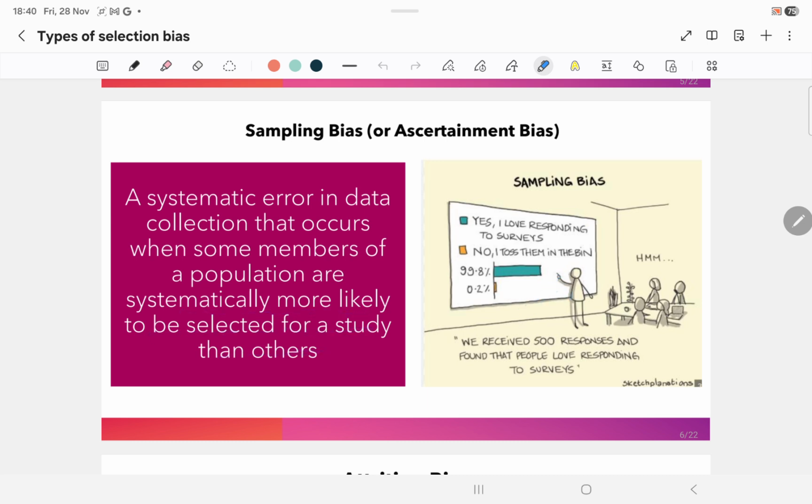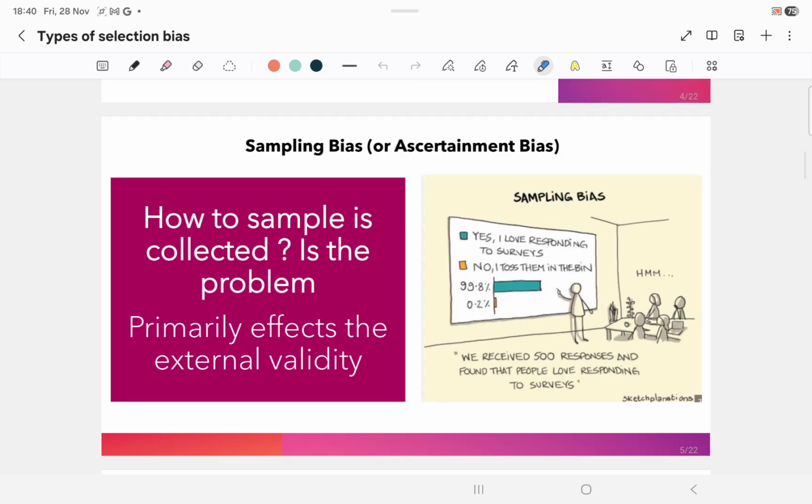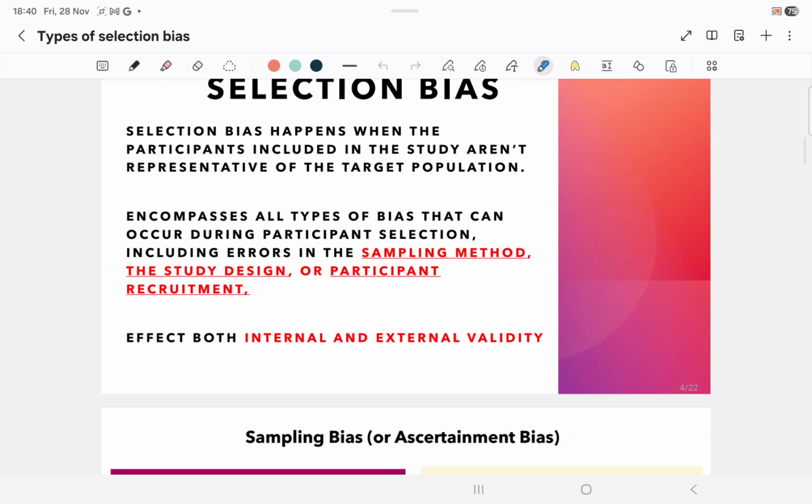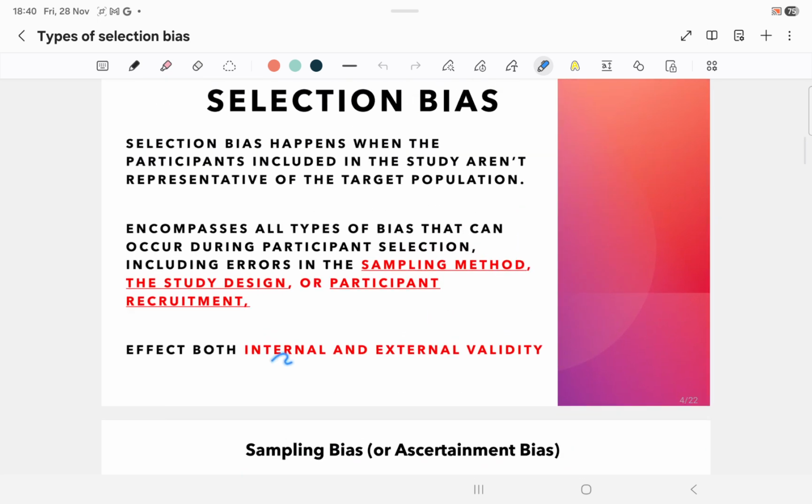I hope sampling bias is clear. One thing you want to remember is that sampling bias is a kind of selection bias, but it only affects external validity of the study. What is external validity? You cannot apply the results of your study to the general population. But selection bias itself affects both internal and external validity of the study.